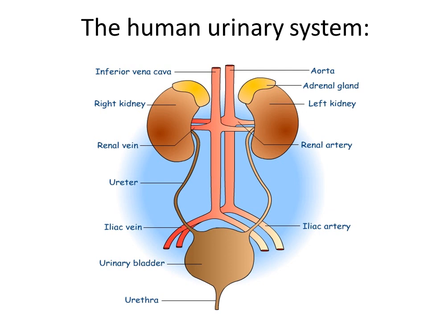This is the shape of the urinary system. Two kidneys lead to two ureters, then to the urinary bladder, then the urethra, then outside.